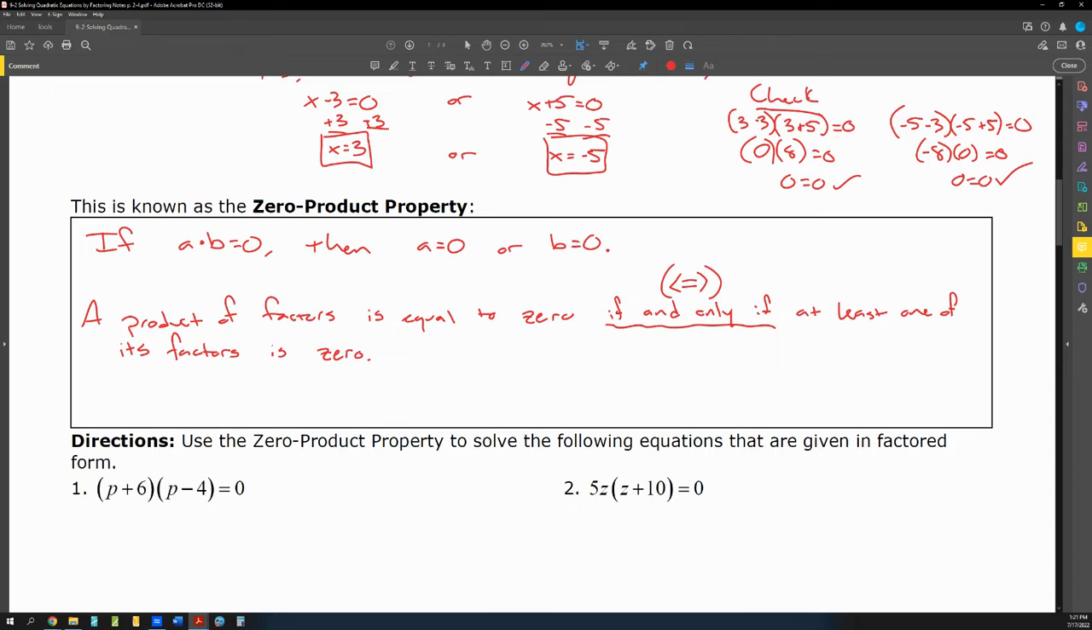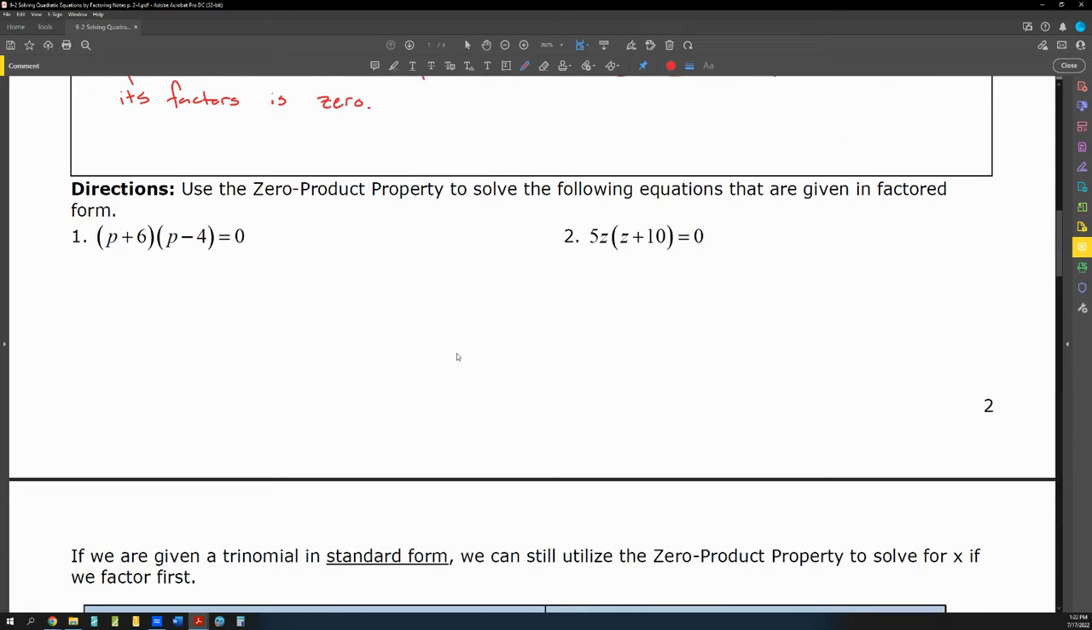So a product is 0 if at least one of the factors is 0, and if one of the factors is 0, then the product must be 0. Okay, so this goes both ways. All right, so let's go ahead and use the zero product property to solve these equations.